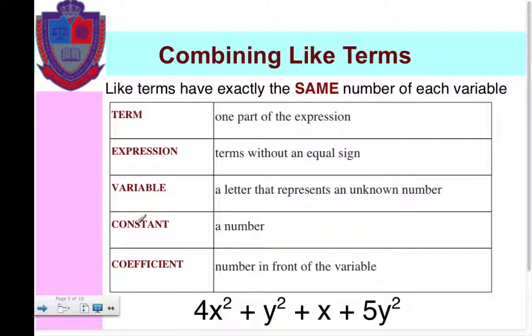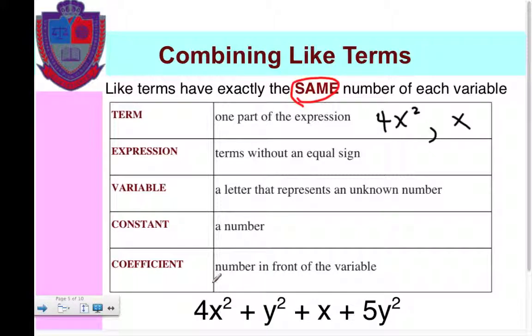Combining like terms. Like terms have exactly the same variables. They have the same number of variables. So, some key vocabulary that we need to talk about is a term. A term is the one part of an expression. So, looking at this example below, an example of a term can be 4x squared, or even x by itself. There are 4 terms. An expression is a term without an equal sign, so everything here is an expression.